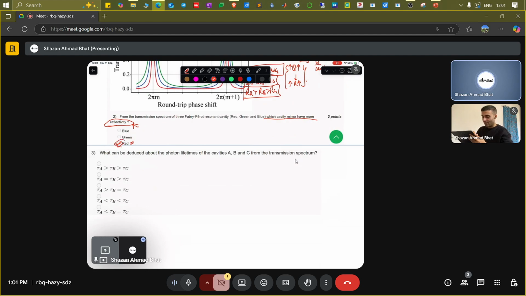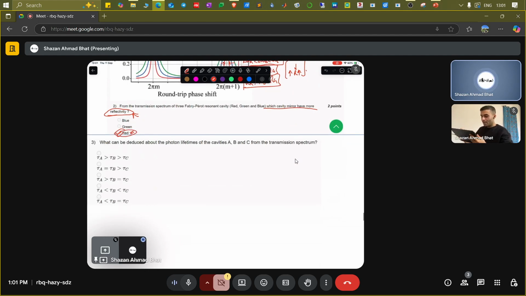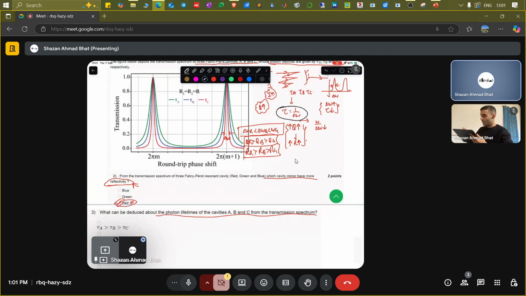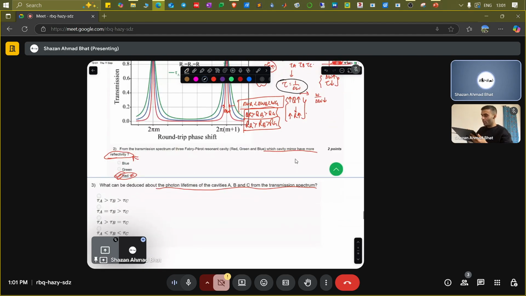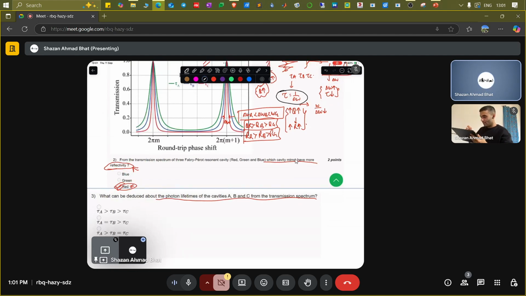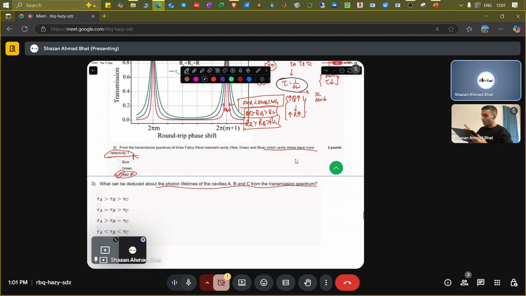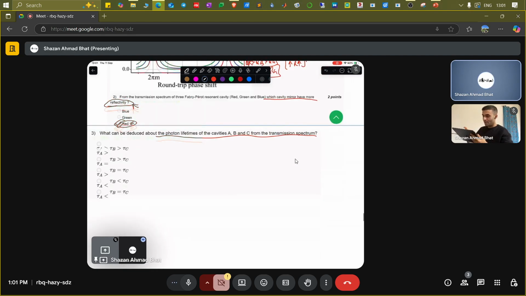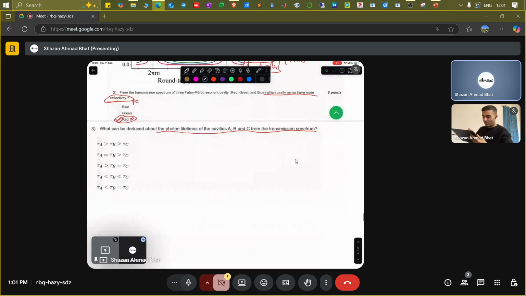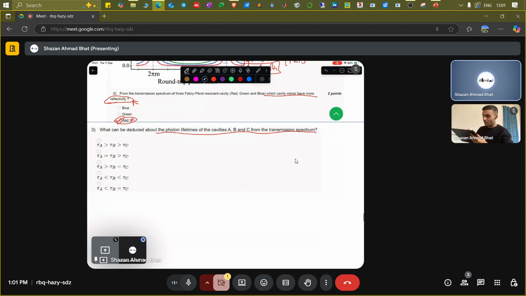I'm just marking it with the red itself. So now what can be deduced about the photon lifetimes from the transmission spectra? You know that photon lifetime is inversely proportional to the line width. So it will be opposite. So if the red has the highest reflectivity or the highest quality factor, then the red will have the lowest photon lifetime. That means what is red? Red is tau C. That means tau C would be the answer about the photon lifetimes.